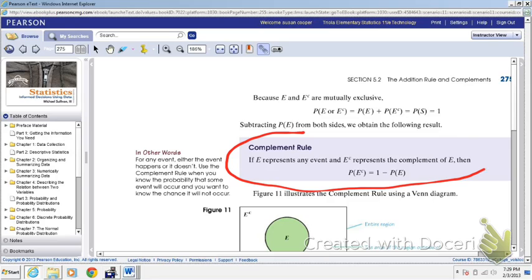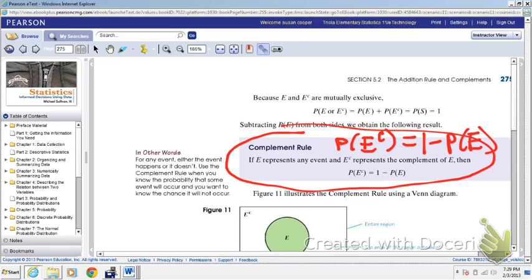So the next one is the complement rule. If E represents any event, and E with that little c, E superscript c, represents the complement of event E. Now I'm going to translate. Here it says P of E complement is equal to 1 minus the probability of E. Okay, what does that mean?